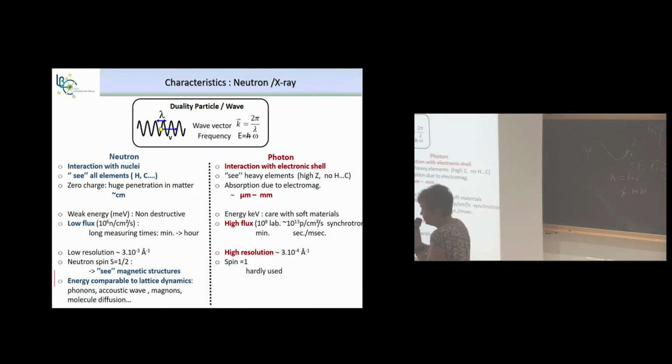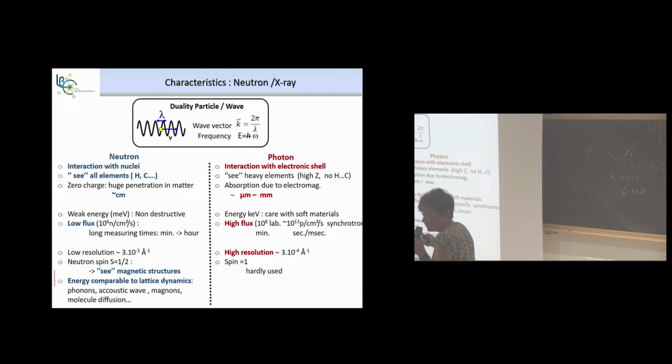So in this way, neutrons see all elements, including very light elements such as hydrogen and carbon, whereas X-ray mainly see electrons. They are able to see heavier elements, the Z component, but not hydrogen and carbon. So X-ray for pure polymeric systems, mainly composed of carbon and hydrogen, are not so good as neutron scattering. Since neutrons are neutral, they can penetrate inside the material over a long distance. So we will have properties of the volume of the sample.